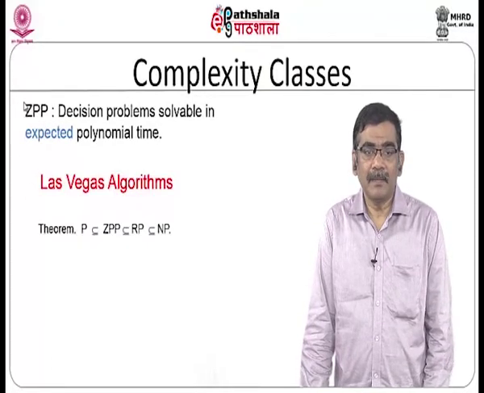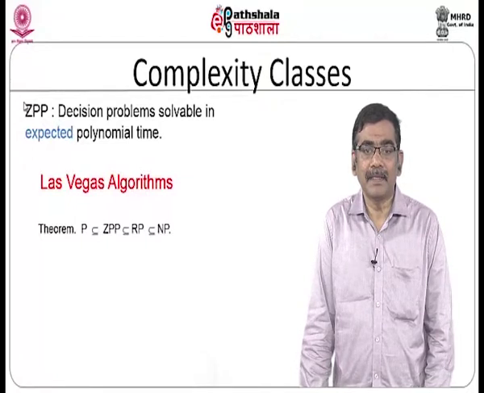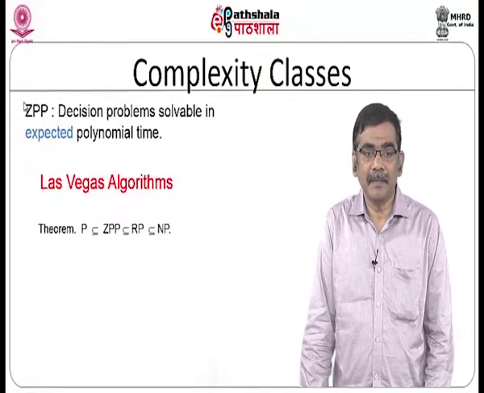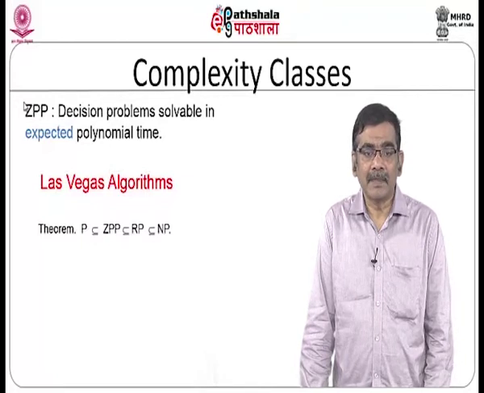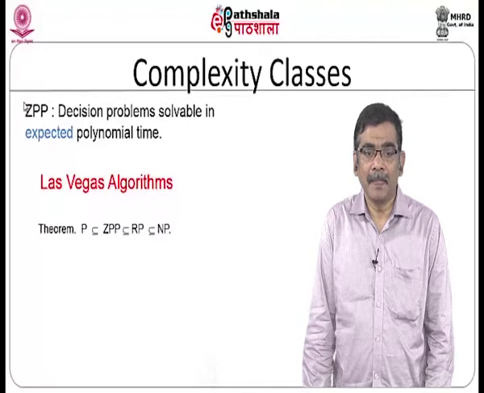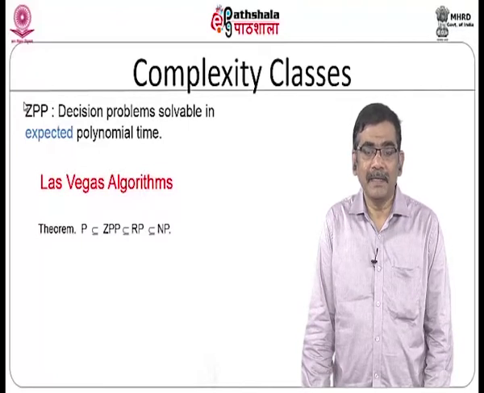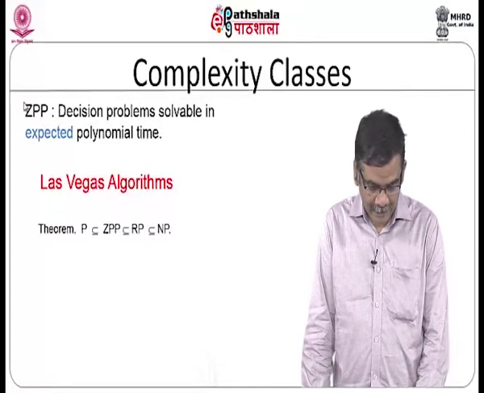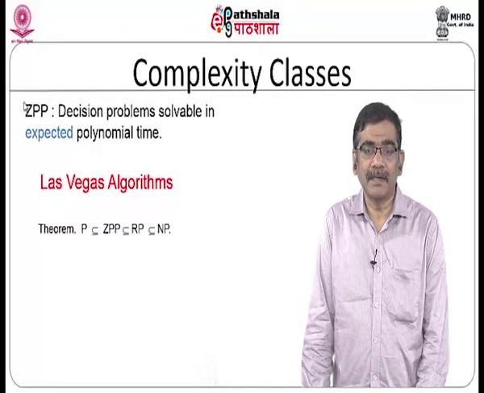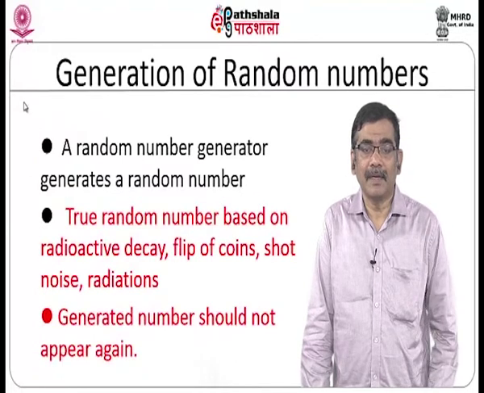Las Vegas algorithms come under the zero-error probabilistic polynomial category ZPP, where decision problems are solvable in expected polynomial time. And you have the observation that P, the polynomial class, is a subset of ZPP, which is a subset of RP, which is a subset of NP. These are the complexity classes of randomized algorithms.